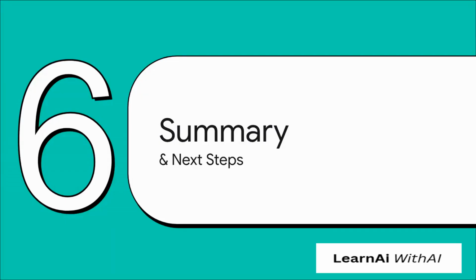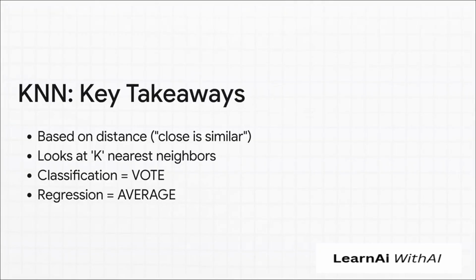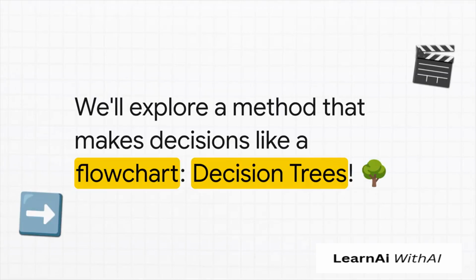Okay, let's do a super quick recap of the main takeaways for KNN. So what do you need to remember? Number one, it's all based on that simple idea that things that are close are probably similar. Number two, it looks at the k nearest neighbors, and we get to choose k. Number three, for classification, putting things in groups, the neighbors vote. And number four, for regression, predicting a number, the neighbors' values get averaged. That's it. And that, my friends, is k nearest neighbors in a nutshell. It's a simple but surprisingly powerful algorithm that's all about learning from your neighbors.